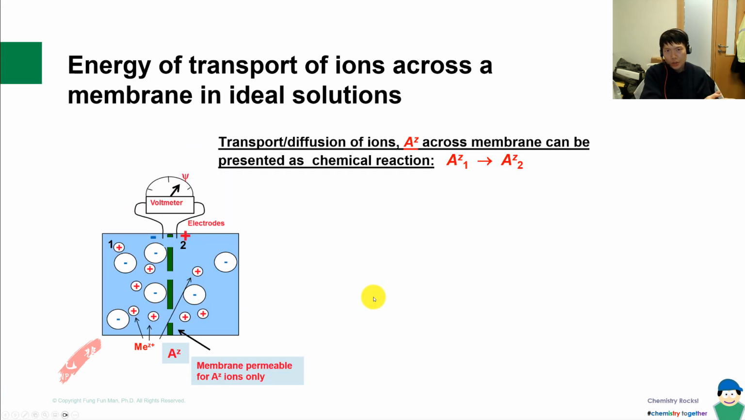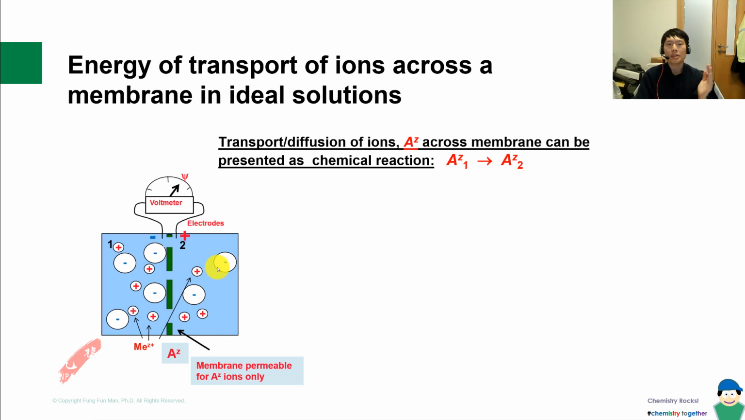So this is the energy to transport ions across the membrane in ideal solutions. So take a look here. Ions are going from zone 1 to zone 2. I use zone 1 and zone 2 because they are separated by a membrane, okay? So you see, they move from left to right, from high concentration to low concentration, right? Ding, and then ding again. One more time, ding, ding.